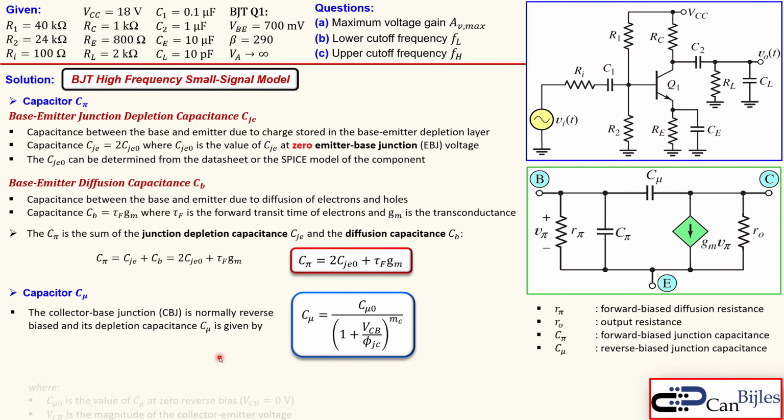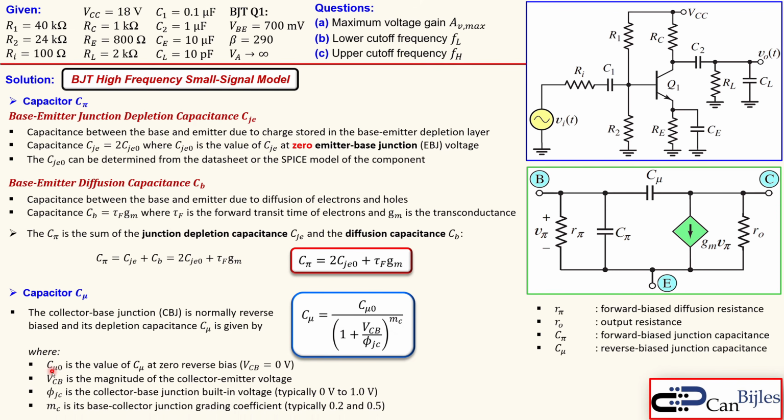Now, what are these? Let's go one by one. C mu 0 is the value of this capacitor where we have 0 reverse bias. That means actually we have a short here between the collector and the base. And VCB is the magnitude of your collector to base voltage. It depends, of course. If this is going up, then this 1 plus this value will go up also, so you actually get a lower capacitor, C mu, because you divide by a larger value.